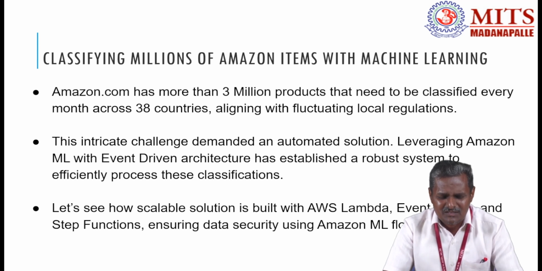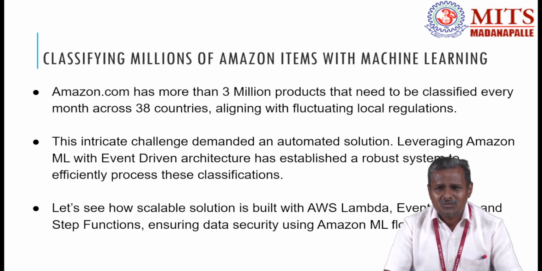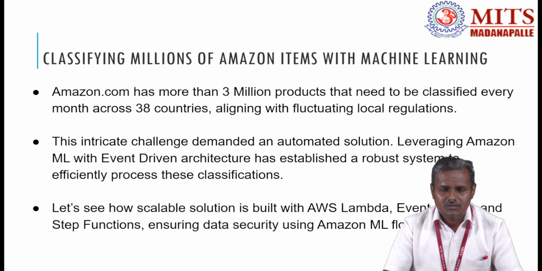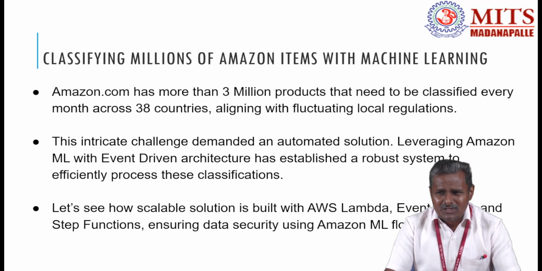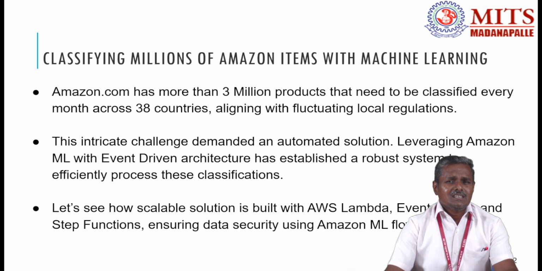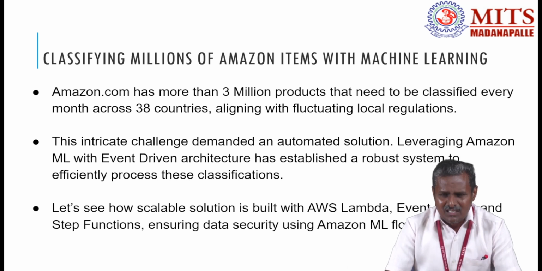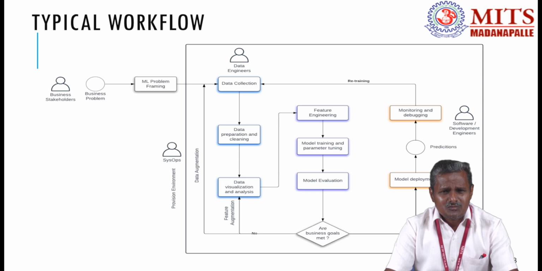This is a very big task. It cannot be done by humans, because with 3 million products, involving humans will take a lot of time to complete the task. So to classify these things, we have to use data science. Here we need data science to classify these things, which we will see with a workflow.